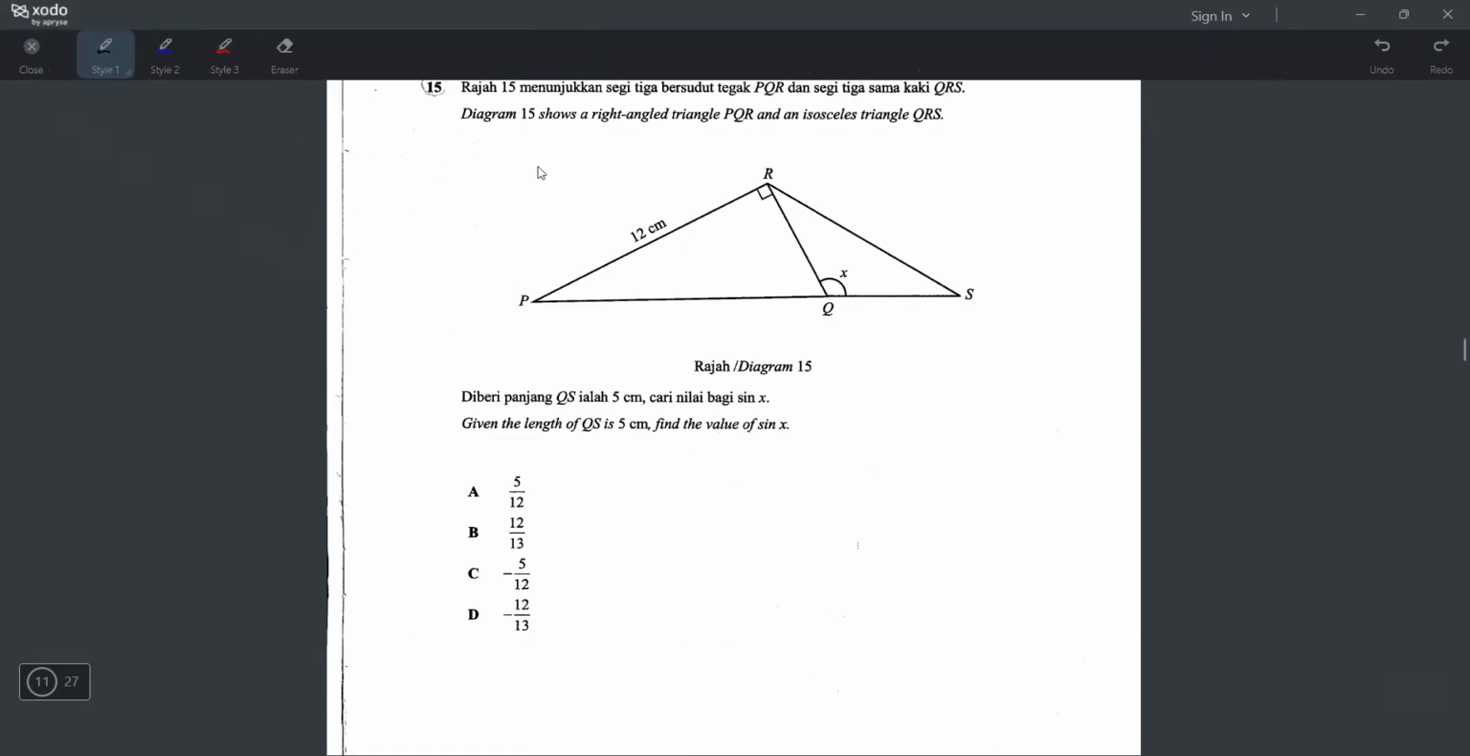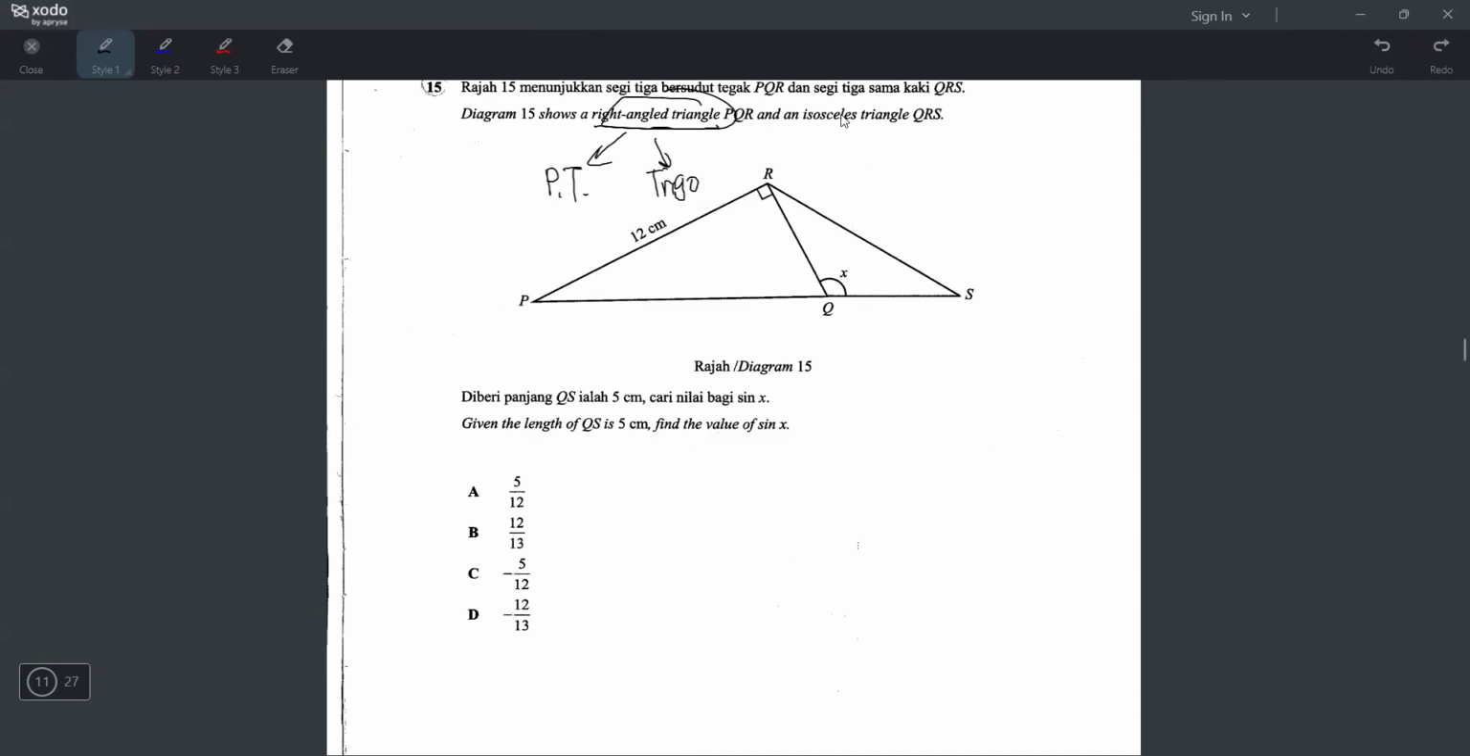Okay, number 15. Let's go. Diagram 15 shows a right angle triangle PQR. Right angle triangle means it has a 90-degree angle. So I see it already. When you see a right angle triangle, you have to know what formula you can use. For a right angle triangle, we can use Pythagoras theorem, and we can also use trigonometry, the SOH CAH TOA, that one when it involves angles.